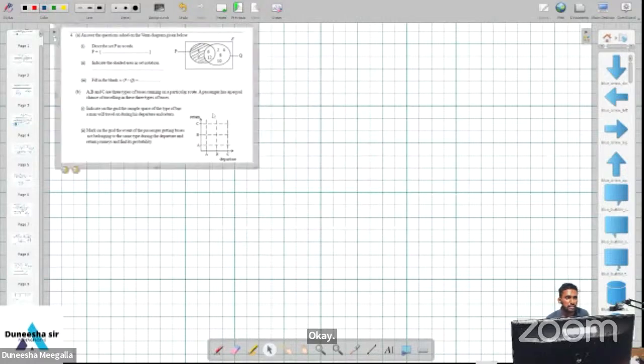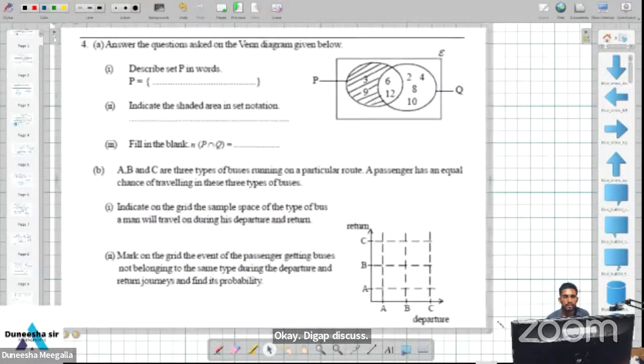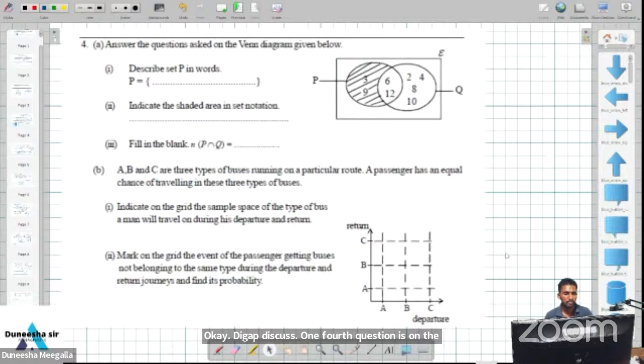Take the fourth question of part B. Answer the questions asked on the Venn diagram given below. Describe set P in words. What is P? 3, 6, 9, 12. What are these?